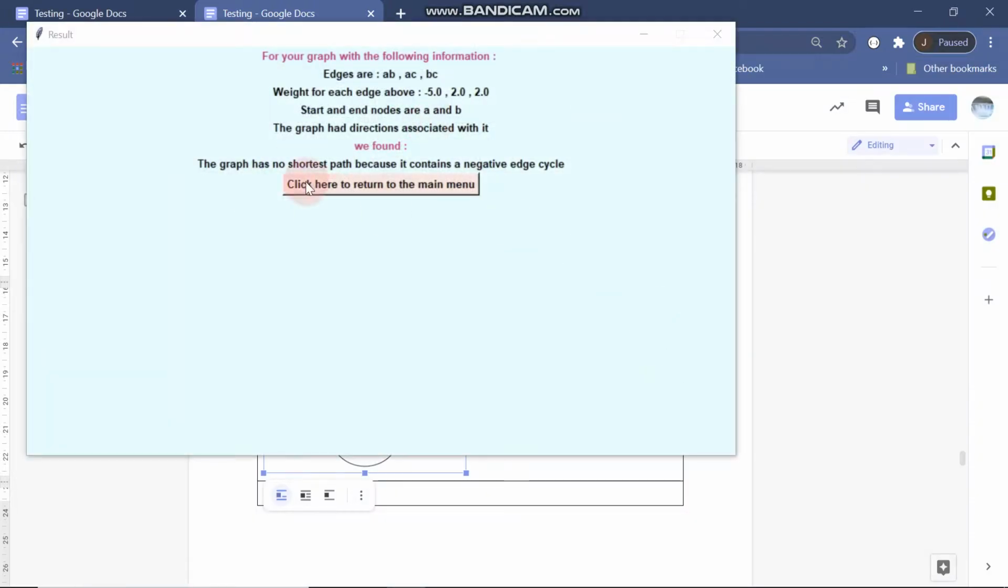And so it says the graph has no shortest path because it contains a negative edge cycle. So, it said we can't find a shortest path. There is no shortest path because there's a negative edge cycle. So with an unconnected graph, it was that the path isn't even reachable. Here, we can't find it.